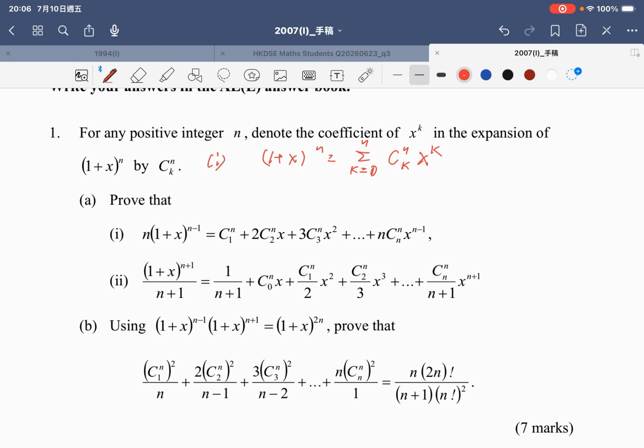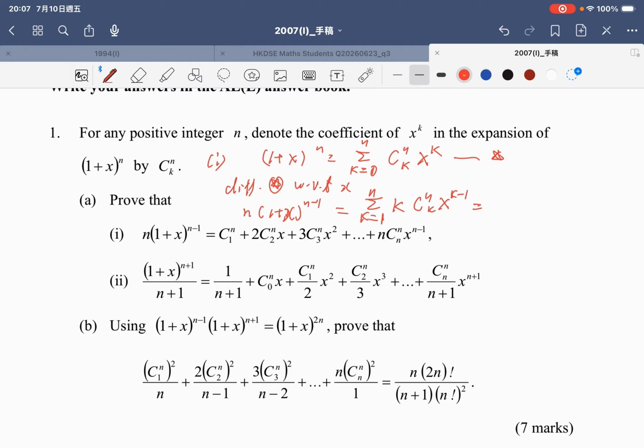If we differentiate this, star, with respect to x on both hand sides, we have, for the left hand side, n times (1 + x)^(n-1). For the right hand side, it is the summation, k from 1, because the first term is a constant term, therefore I have to write down from the second term. It is k nCk times x to the power k minus 1.